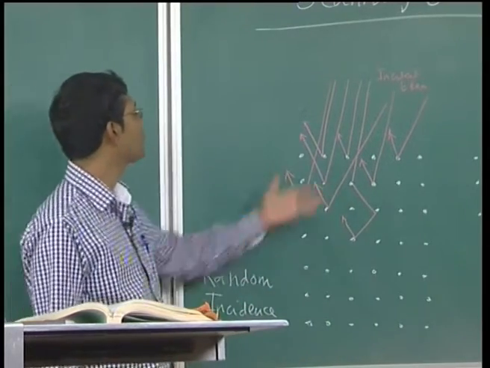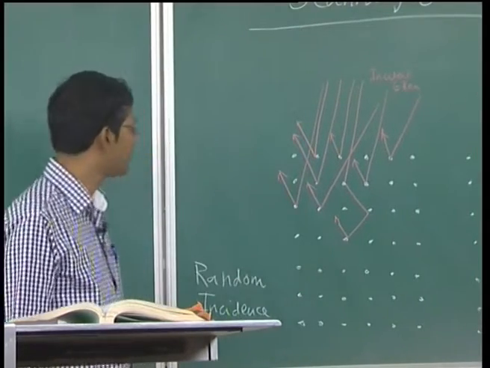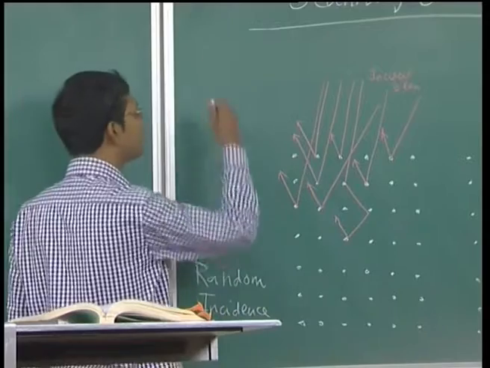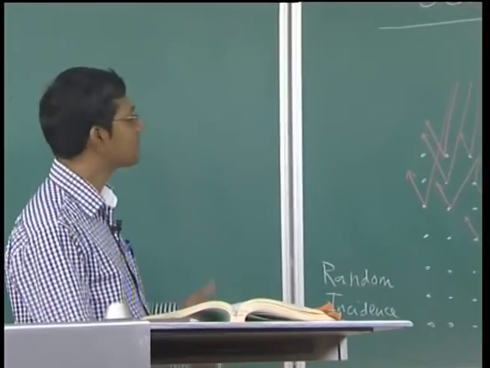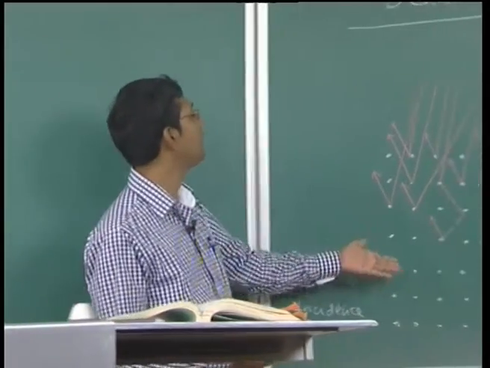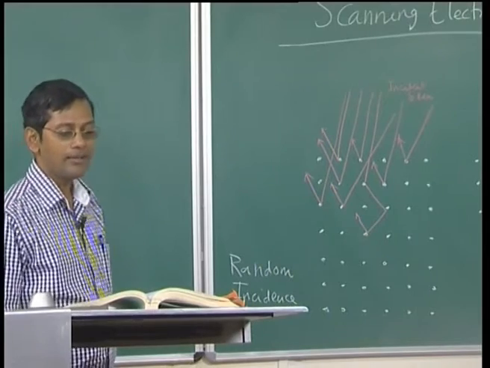If the electron beam falls randomly and gets scattered by the atom or nucleus, then they can produce backscatter electrons. If that is the case, then the backscatter yield will be very high, because we are generating a large number of backscatter electrons this way.